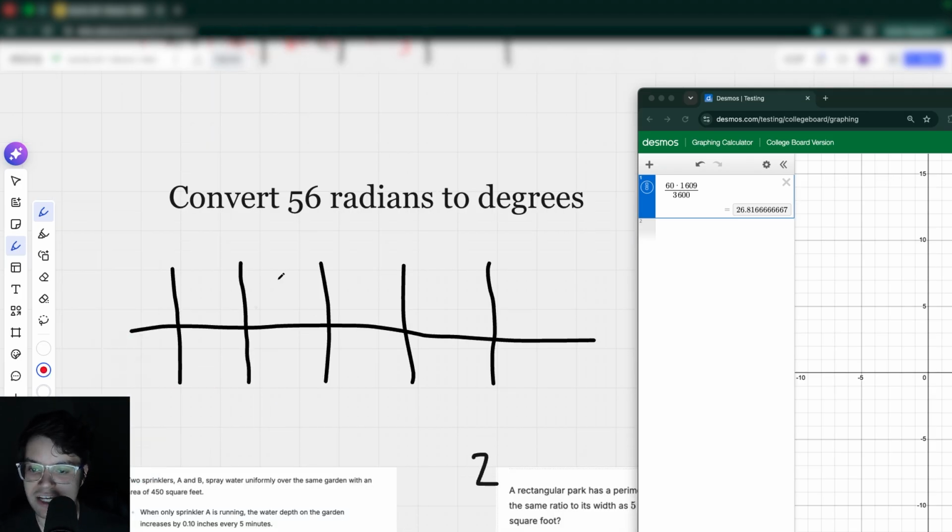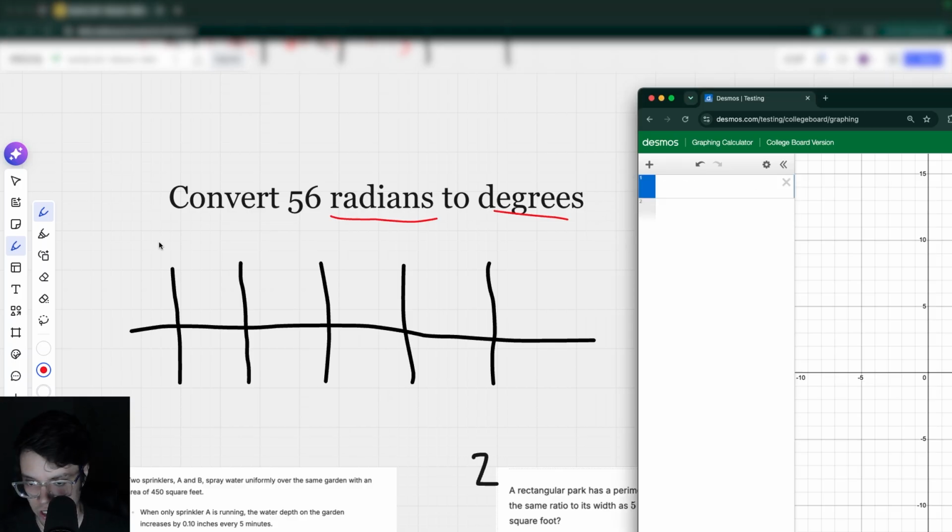You can have this radians to degrees. This may seem like it's some weird thing, but it's actually just exactly what we've been doing already. Radians is just one way to write an angle. Degrees is another way to write it. So I could just say here 56 radians. And then in case you don't know, 2 pi radians would be equivalent to 360 degrees. So that's literally it.